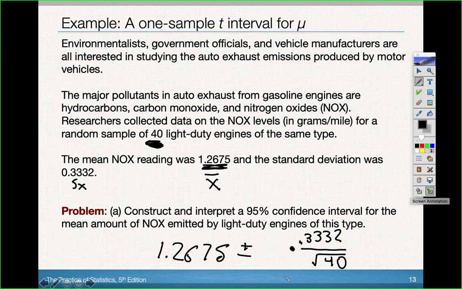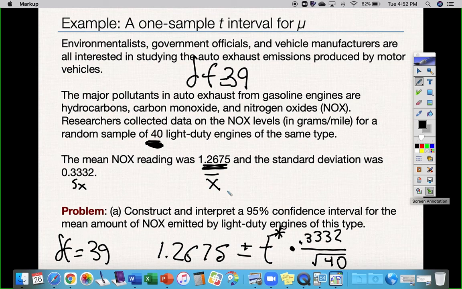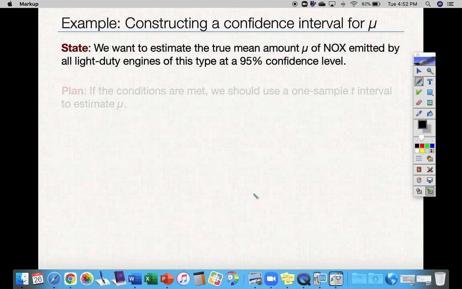Now I just need my t star. T star will be on the calculator. What is the degrees of freedom? You always want to write df equals 39. So what do we have left? We'll just put t star there for now. We'll see on the next slide how to get it. But right from the question alone, a lot of this is done. Sample mean, standard deviation over square root of n, and we just get t star for a 95% confidence interval, and we will do it right here, right now.